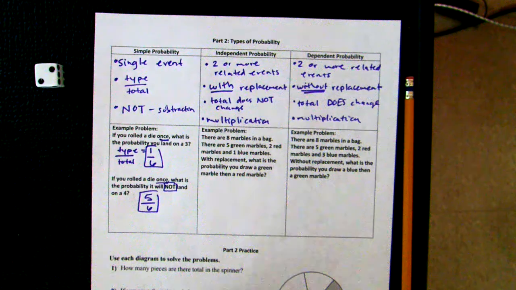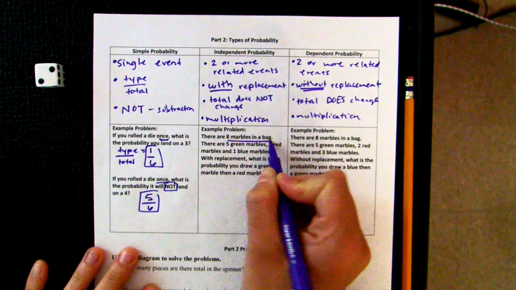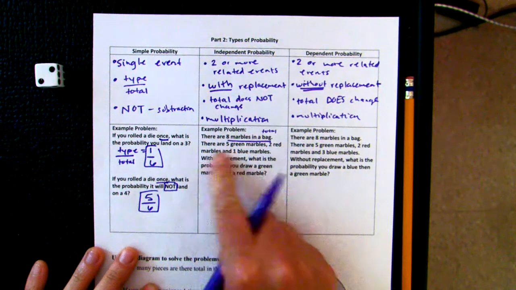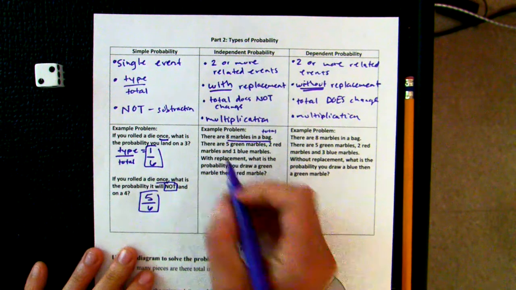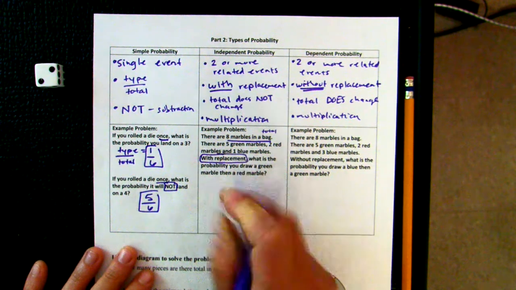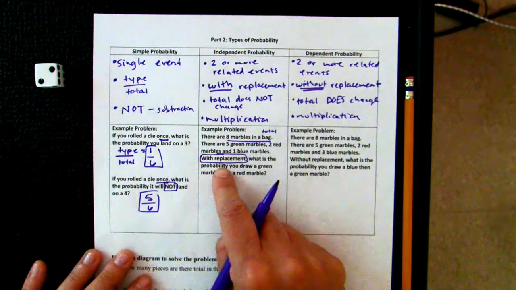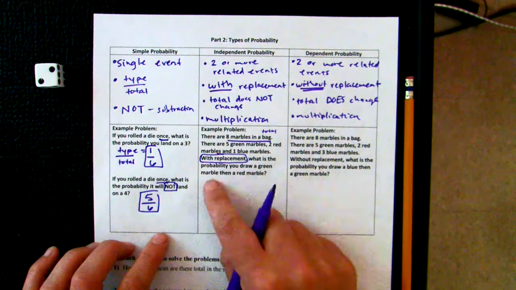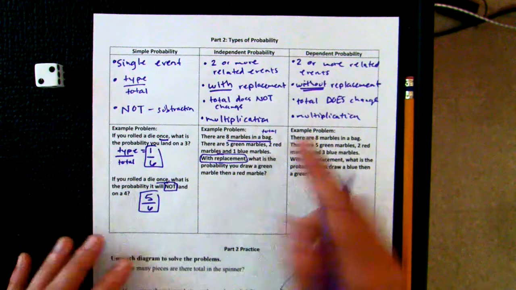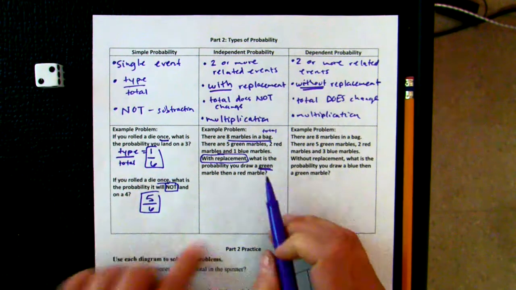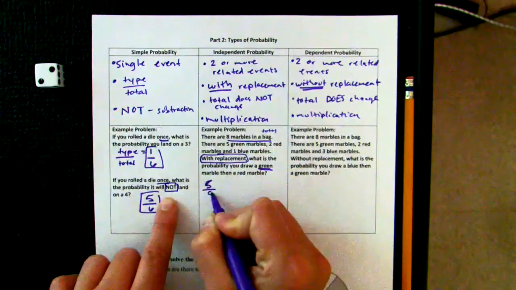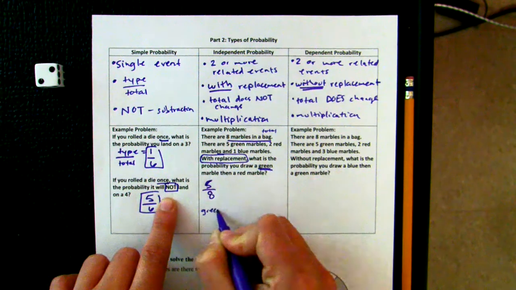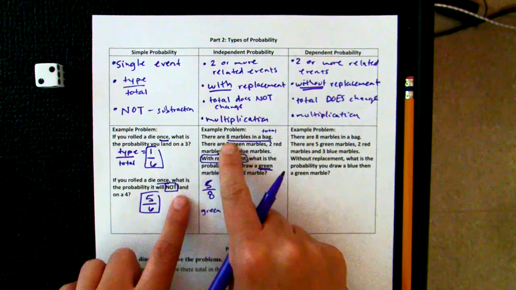Okay, next one is independent probability: 2 or more related events, where the total does not change. This says there are 8 marbles in a bag, so that's my total. There are 5 green marbles, 2 red marbles, and 1 blue marble. With replacement, this is really, really important. With replacement means our total does not change. What is the probability you draw a green marble and then a red marble? Let's focus on the green marble first. I know that I have a 5 in 8 chance of drawing a green marble because there's 5 green marbles out of the total of 8.